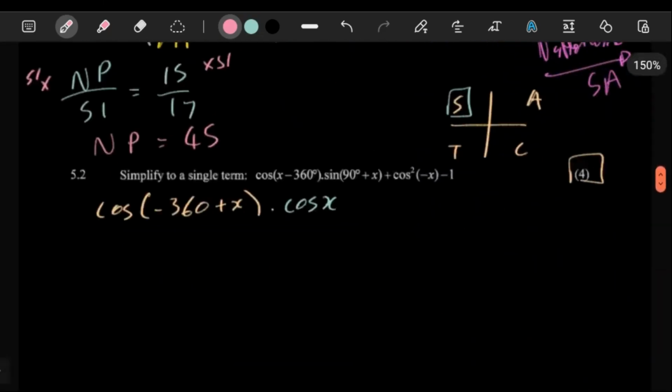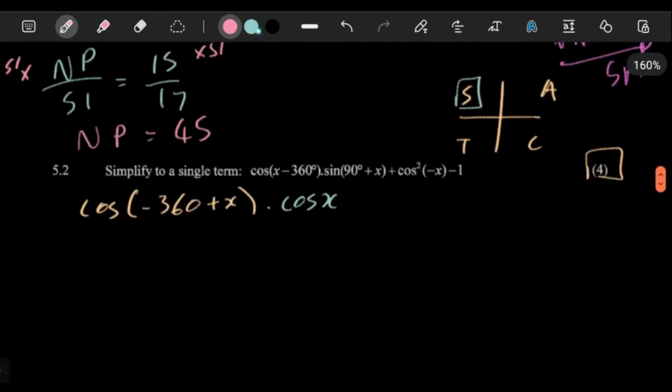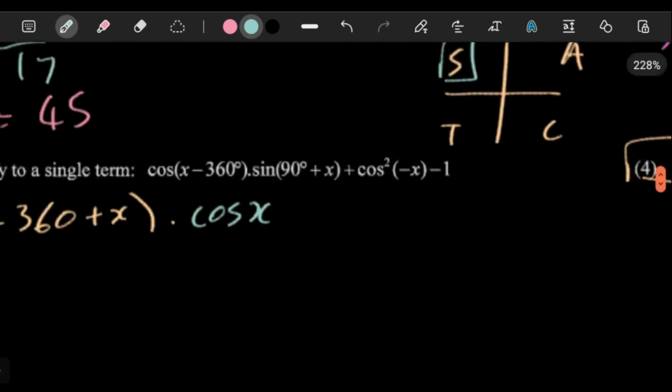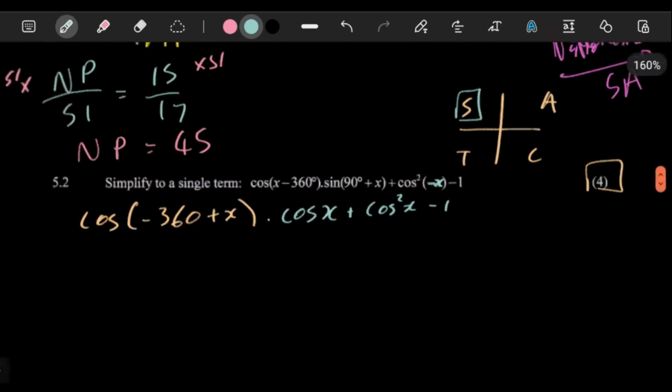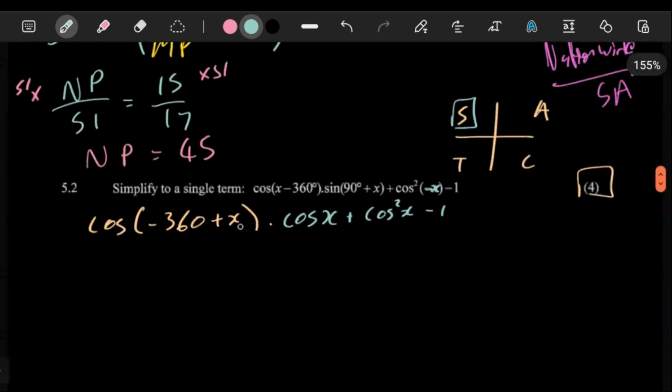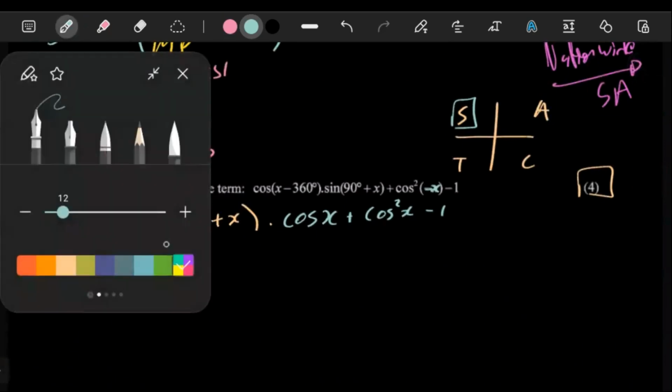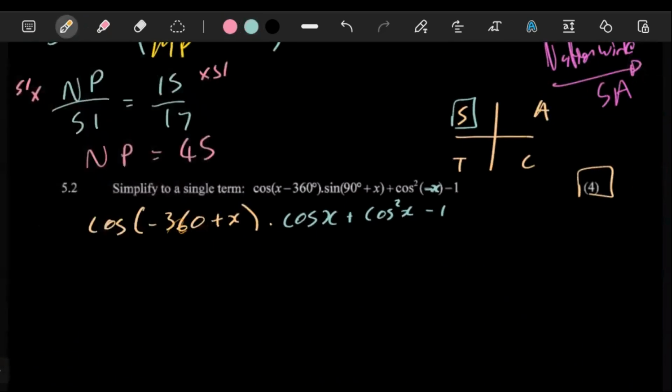So here, this is cos X. The next thing is anything with a negative X here, as long as you're dealing with cos, you can just change it to a plus. So let's deal with this negative 60 plus X. Always remember that when you're dealing with the negative, you have to go clockwise first. So you have to go negative 360, and then plus an acute angle.